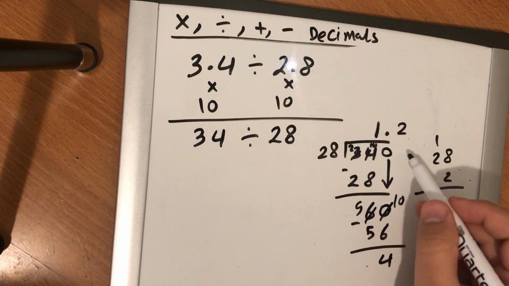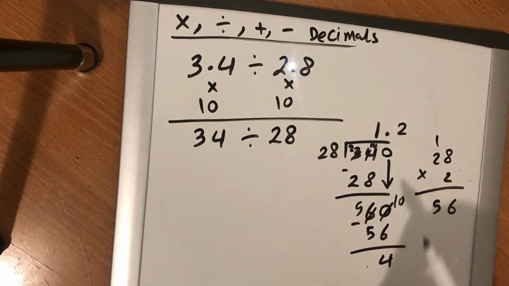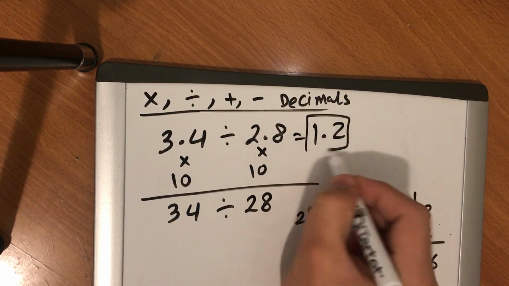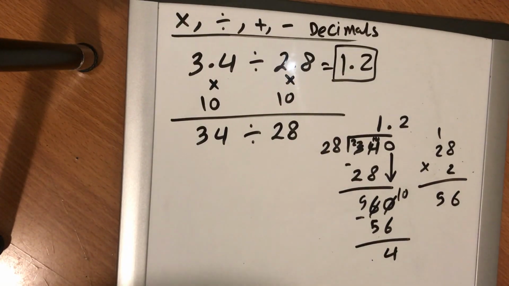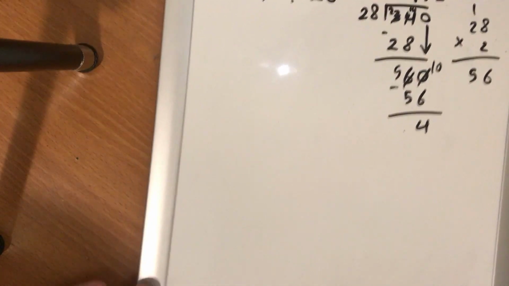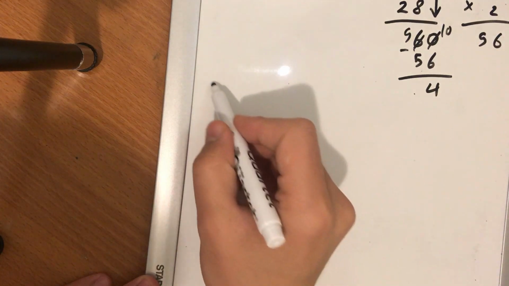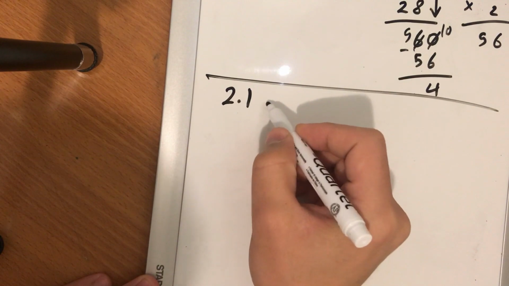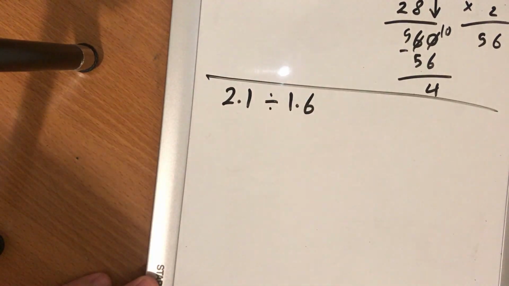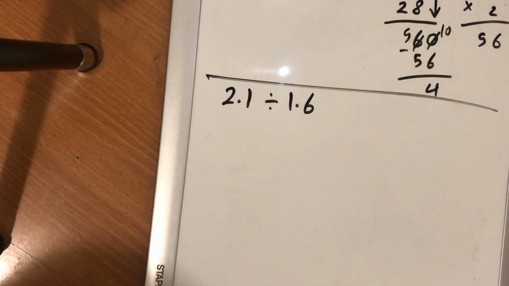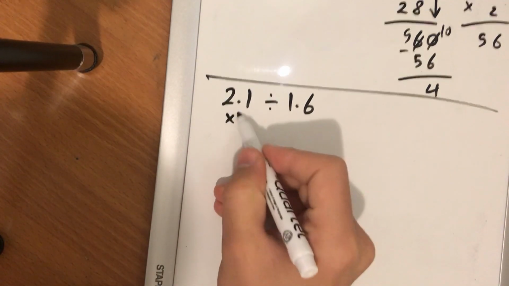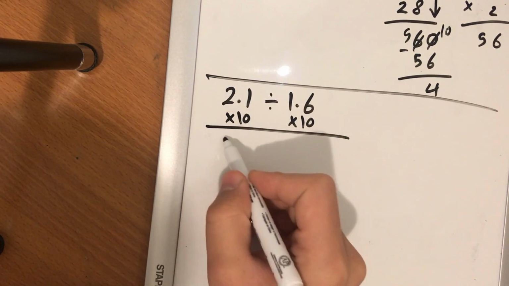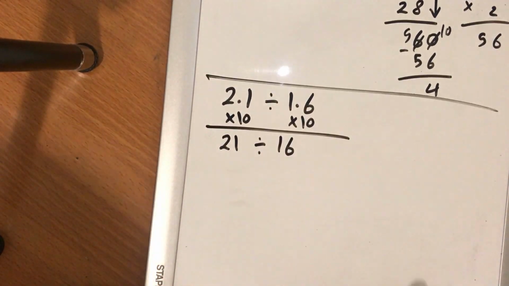And if you want to annex more and put another 0, bring it down, keep on doing the same thing. But the answer for now is 1.2. That is my answer. Let's do one more division. Let's say that I have 2.1 divided by 1.6. First step is get rid of the decimals. So I would multiply it by 10 both sides so that I get rid of the decimal. And my problem now is 21 divided by 16, right?